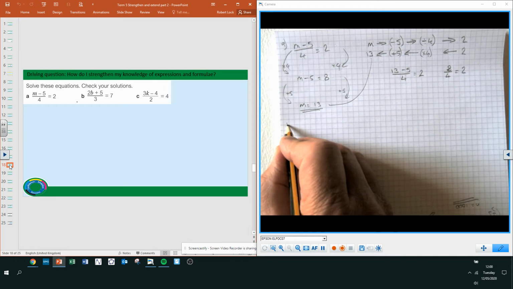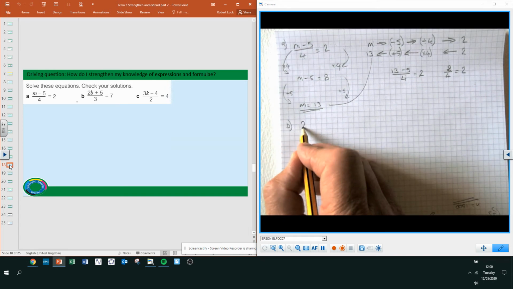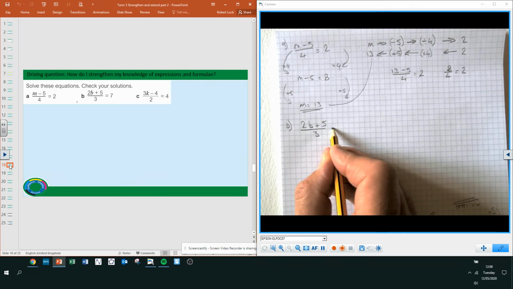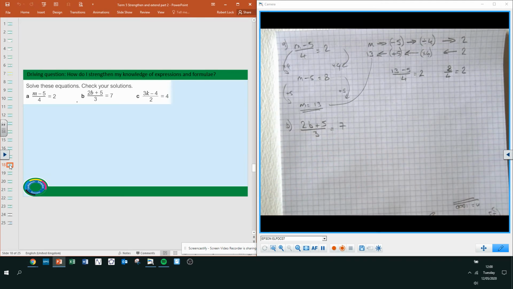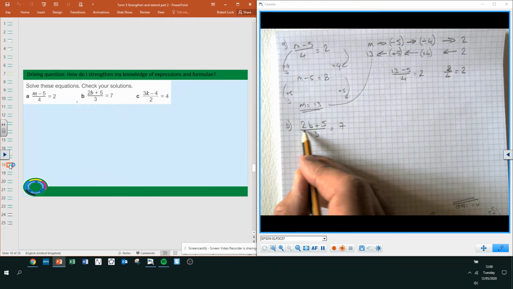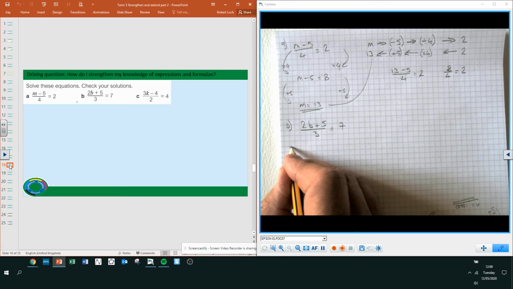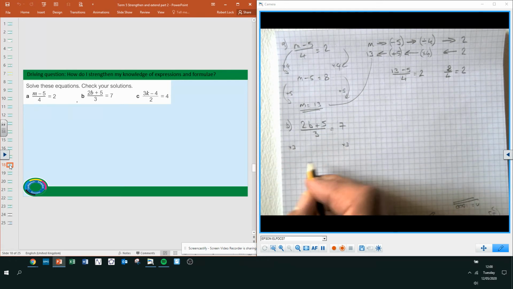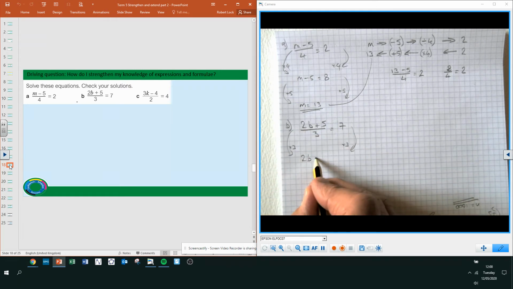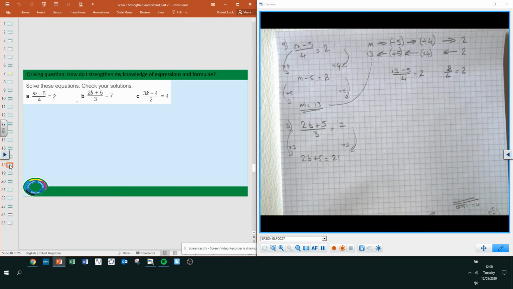So B. 2b plus 5 over 3 equals 7. It doesn't matter which method you use, you should always come up with the right answer. Here I'm going to use what we did before. So here, opposite of division is times, so we times by 3. So we have 2b plus 5 equals 7 times 3 is 21.